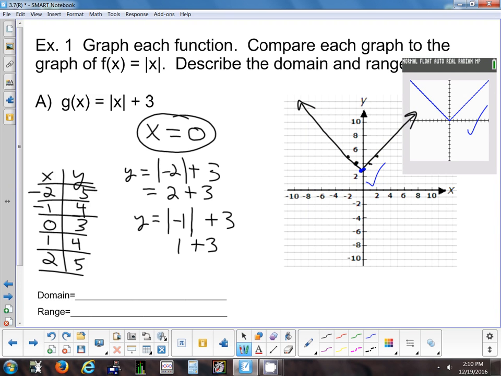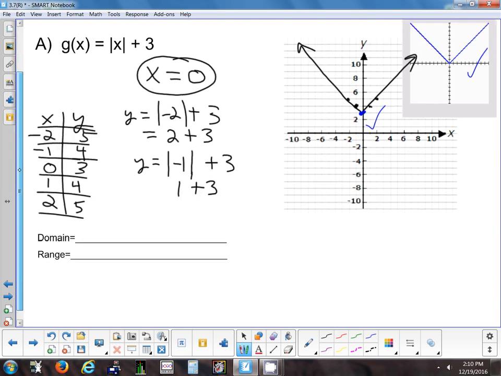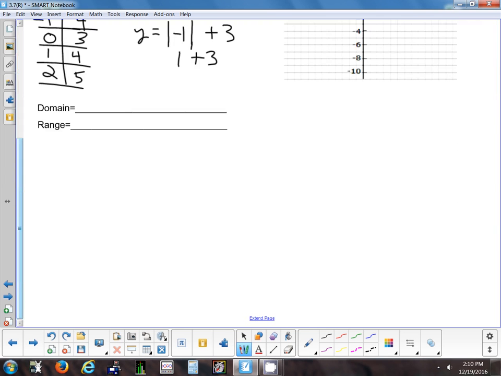So the first thing you have to do when they ask you to describe the difference, you have to tell me 2 things. First thing, what direction did it move? Second thing, how much? Don't just say it went up. If you say it went up, I'll give you half. If you say it went up 3, I'll give you full credit. All right, so compare each graph to the original. Yep, so to compare it, and I'll do domain and range in a second. The new graph has been shifted up 3.